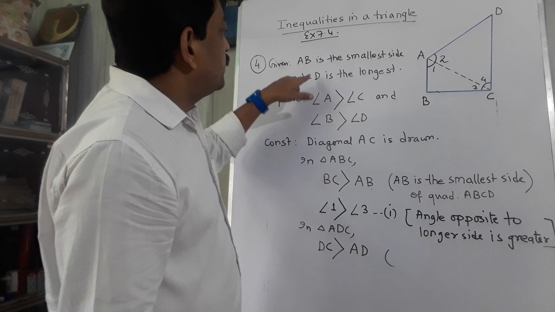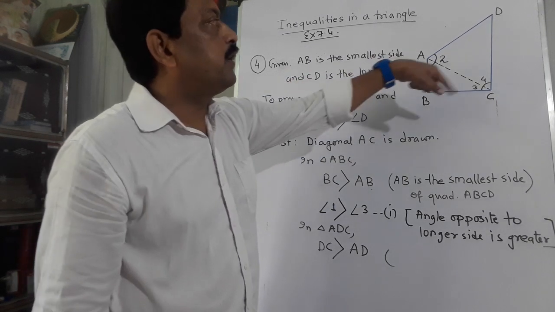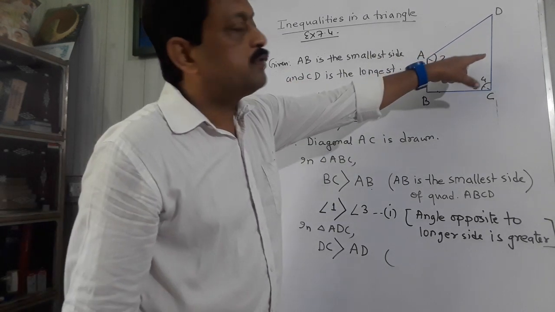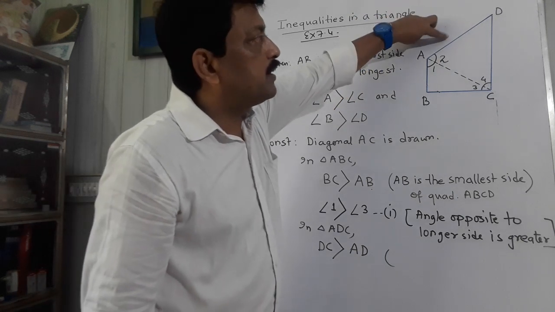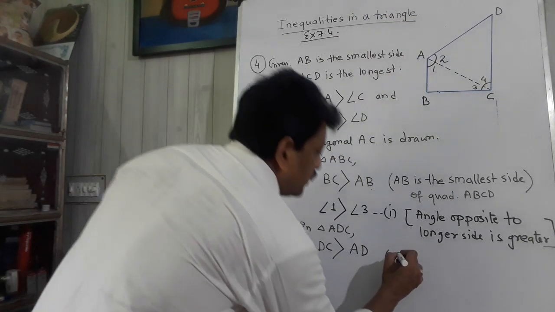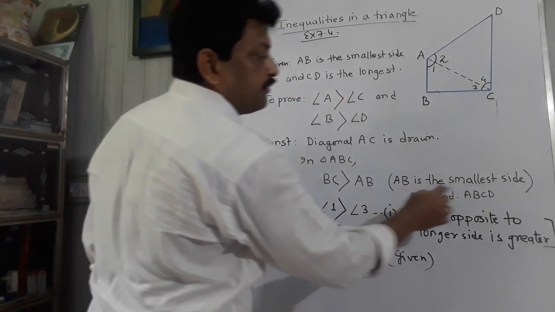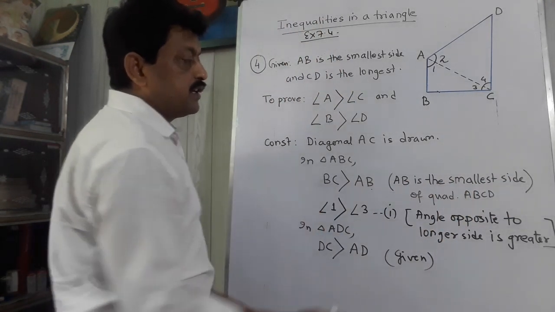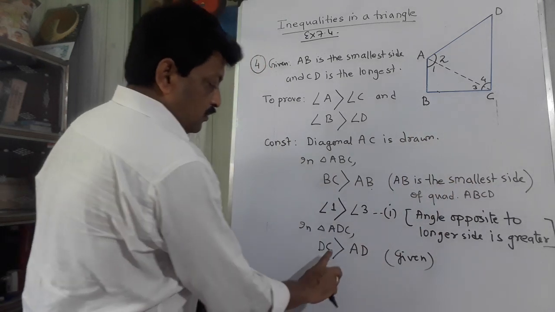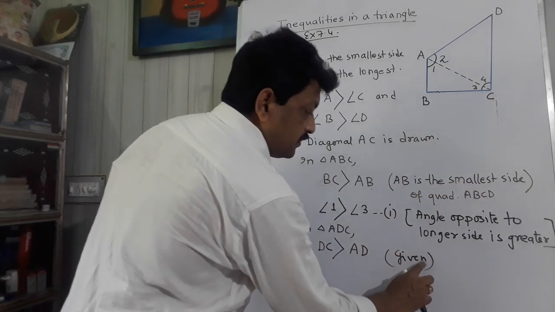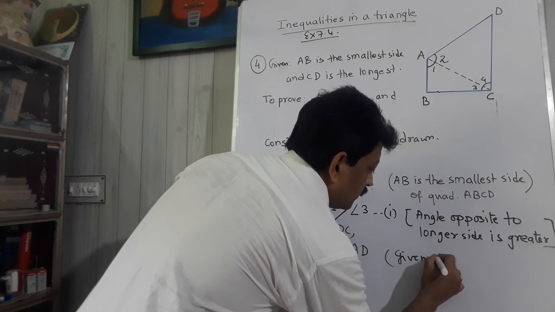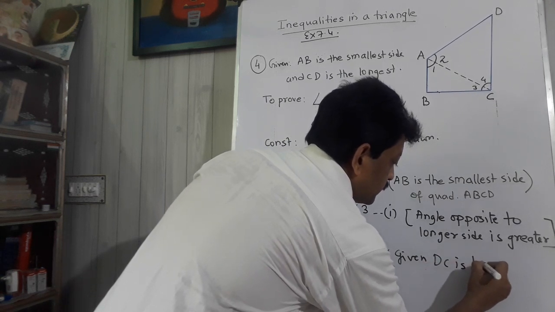It is given in the question that CD is the longest side of quadrilateral ABCD. CD is longest means it is longest of all. It is longer than AD also. So here I am writing "given" only, as it is given in the question. I should have written it here also, but for better understanding I have written the whole thing. So DC is given, DC is the longest side.